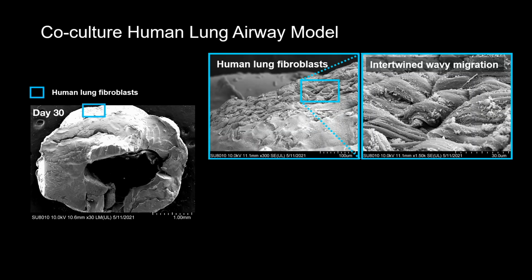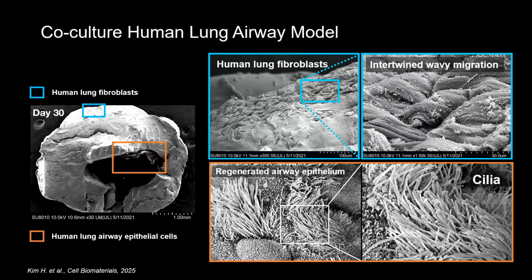To break this down further, first, the lung fibroblasts embedded in our scaffold showed intertwined wavy migration patterns throughout the scaffold. This shows they are actively engaging with their 3D environment, forming a dynamic tissue-like network within the matrix. Next, the patient-derived airway epithelial cells differentiated into cell types we expected to see in a native airway, including both mucus-secreting cells and ciliated cells, showing our 3D model recapitulates the cellular diversity and architecture of native airway epithelium.